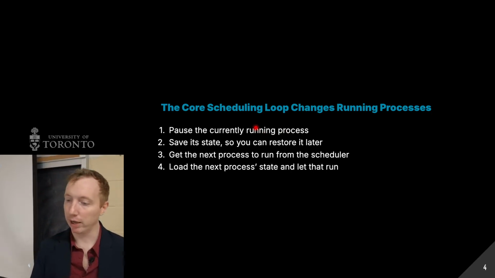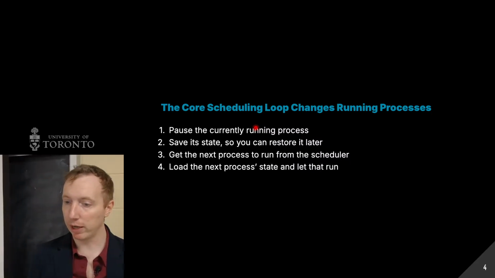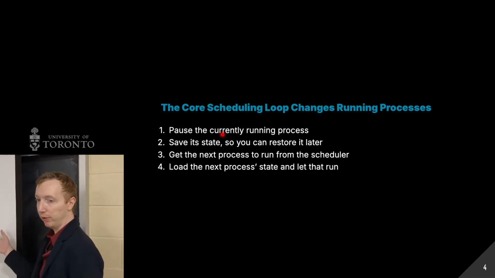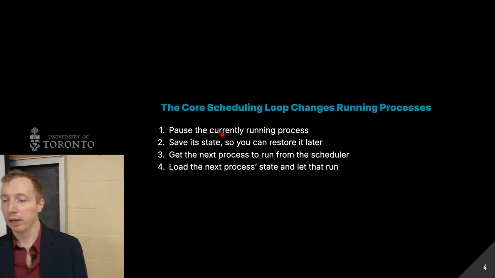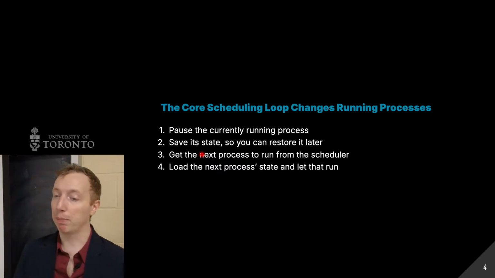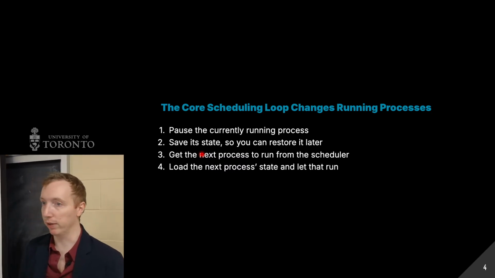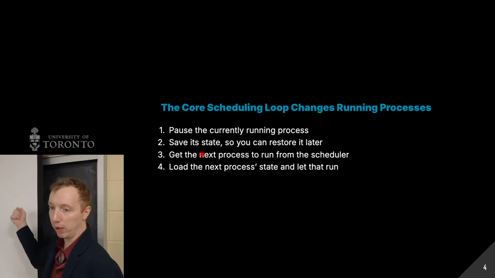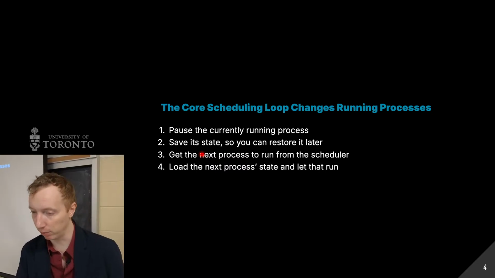Our 4 steps are: it will pause the currently running process that is running on a CPU, so it will stop it from running. It will save its state, so you can restore it later, aka the value of its registers, so they're consistent between when it gets switched out and in. The scheduler will figure out the next process to run, and then we will load that process's state, so we'll restore that process's state, and then let it run directly on the CPU. So it would restore, at minimum, all the registers from whenever that program was last paused, and let it get control over the CPU again so it can run.